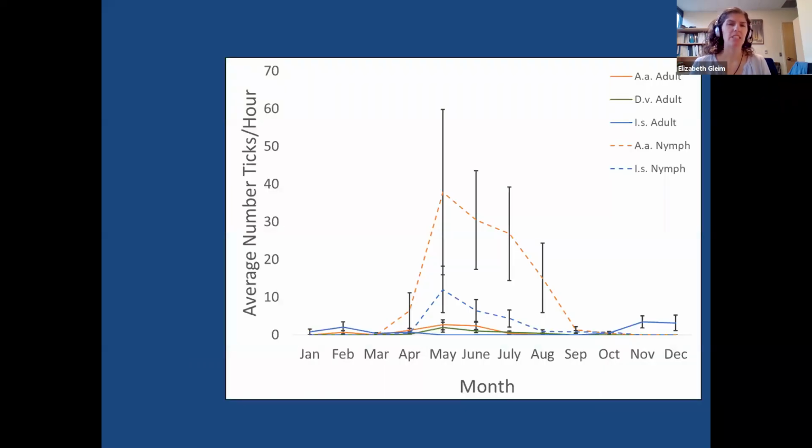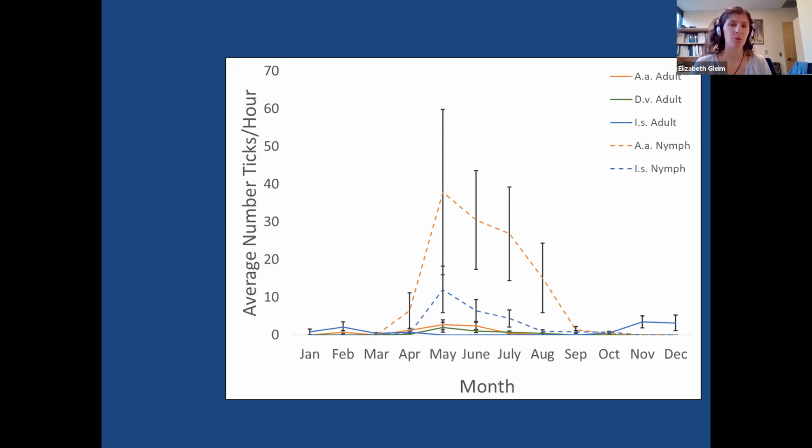So when we began to look at phenology for our tick species, again, we're most interested in this particular talk in our Ixodes scapularis, which is abbreviated IS here in the legend. And so you can see that our Ixodes scapularis adults tend to be active starting in November through December. They dip off a little bit in January, and then continue on through February. And that's really the type of activity that we expect to see.